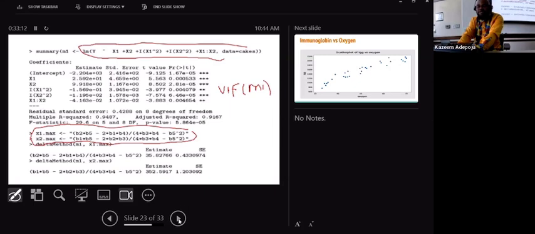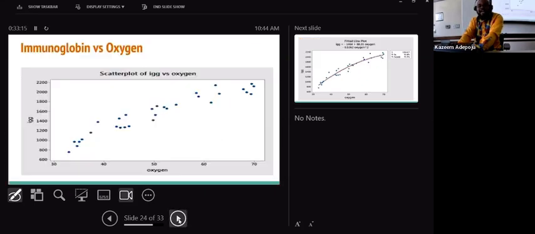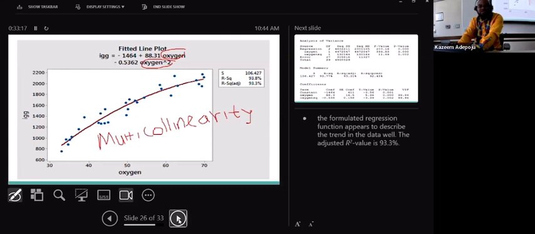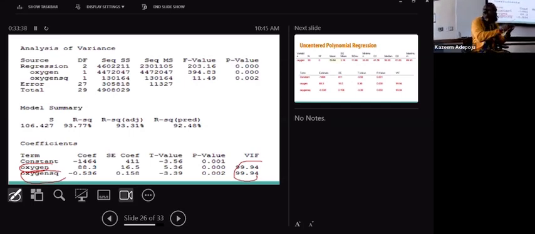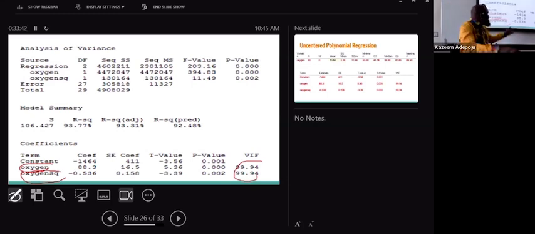And let me tell you this. What is the threshold? When VIF is greater than 5, then it is problematic. Now, take a look at this. For oxygen and for oxygen squared, what is the VIF for them? It's 99.94. You see the VIF? And what is the threshold? When the VIF of your coefficient is greater than 5, then there exists a multicollinearity problem, and it means that particular variable is going to be problematic.